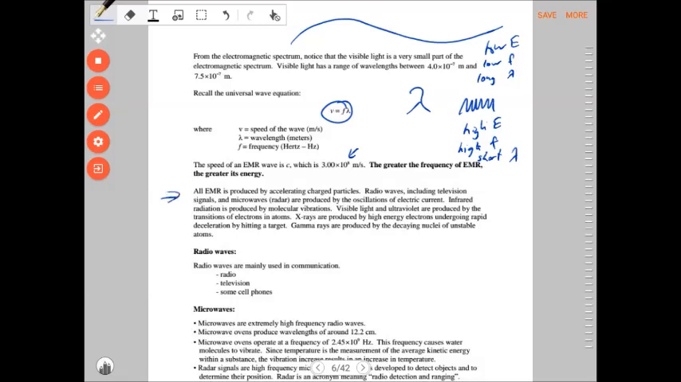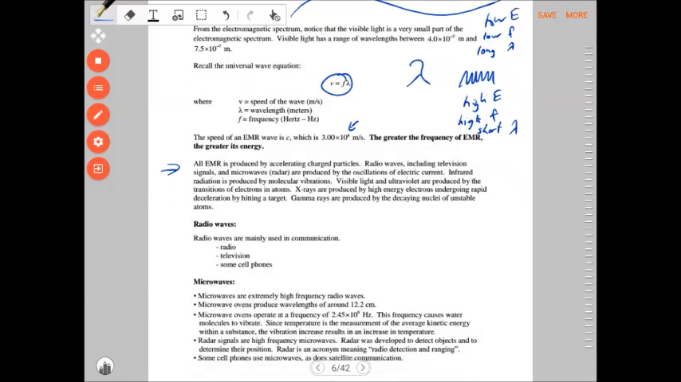So, reading down here now. All EMR is produced by accelerating charged particles. Radio waves, including television signals, and microwaves, so radar, are produced by the oscillations of electric current. Infrared radiation is produced by molecular vibrations. Visible light and ultraviolet are produced by transitions of electrons in atoms. X-rays are produced by high-energy electrons undergoing rapid deceleration by hitting a target, and gamma rays are produced by the decaying nuclei of unstable atoms.